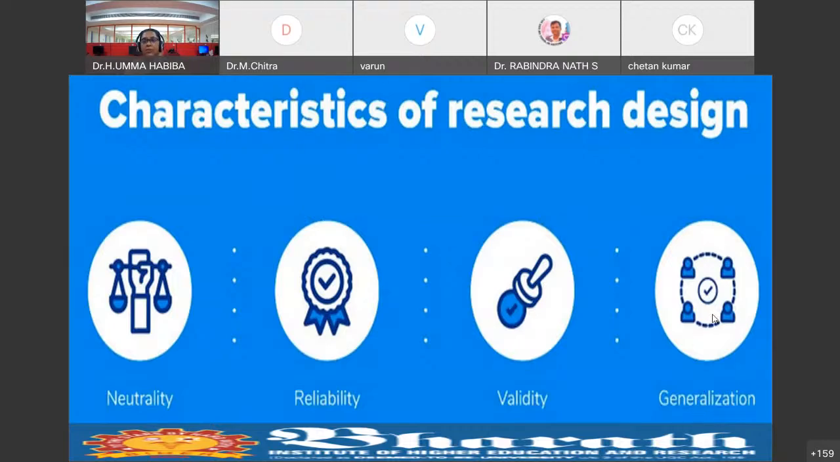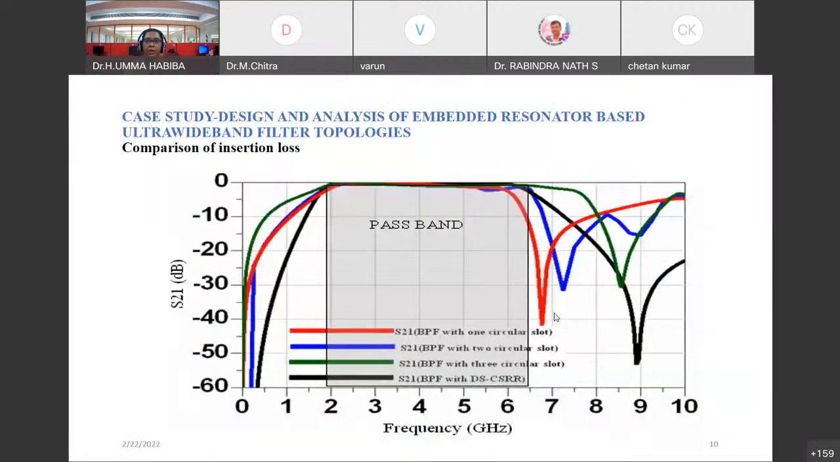So whatever output we got, it should be suitable for a population. We cannot say it is suitable only for samples. It should be applicable for a population. So these are the four characteristics of research design.